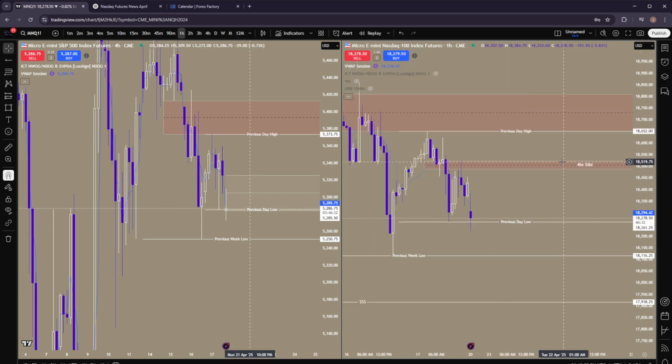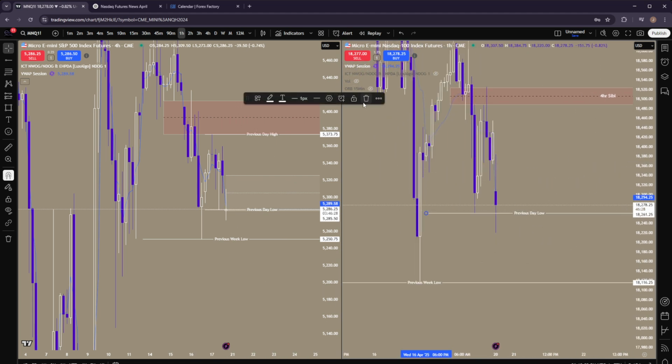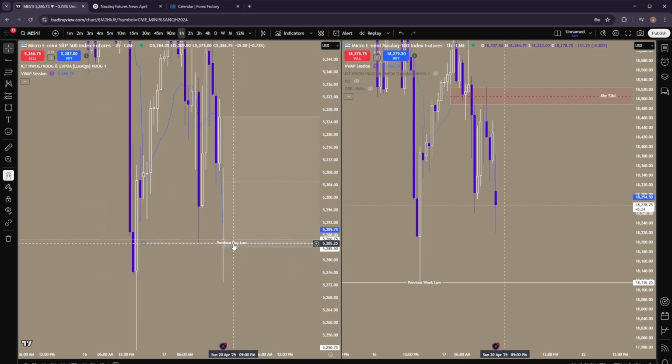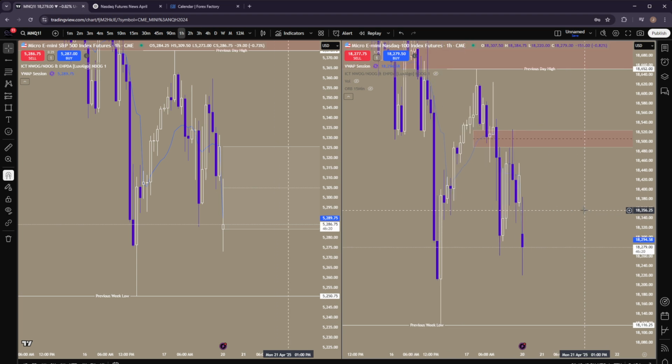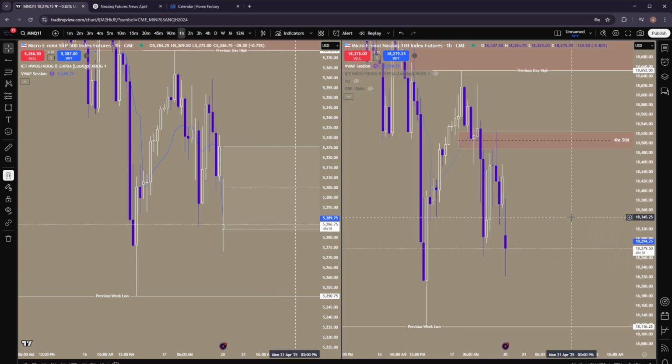Let's go down to the hourly time frame, see if we have any key levels on the hourly. We can obviously delete that previous day low, just because we've already taken it out. Don't really need to have that charted out right now. So just looking at the hourly, again, structure looks really, really, really like we want to come down and take out previous day low.